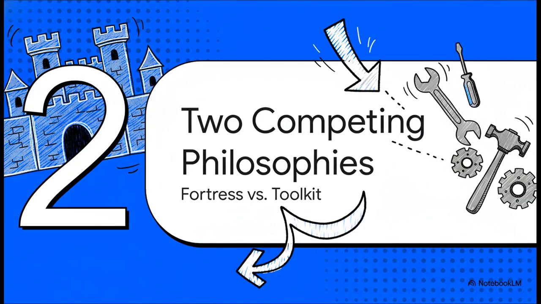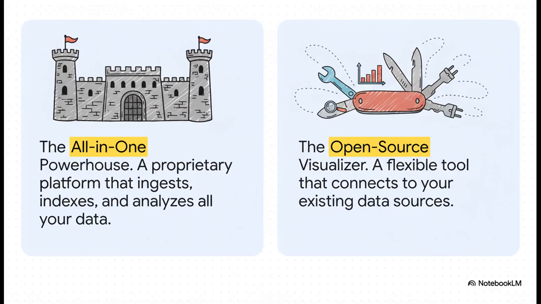It's actually really helpful to think of them as two distinct philosophies for solving the very same problem. So on one hand, you've got Splunk. Think of it like a fortress. It's this powerful, self-contained, all-in-one platform that just ingests and indexes everything you can throw at it. Then, on the other hand, you have Grafana. This is more like a Swiss Army knife. It's an open-source tool that adapts to the tools you already have, connecting to your existing data wherever it happens to live.